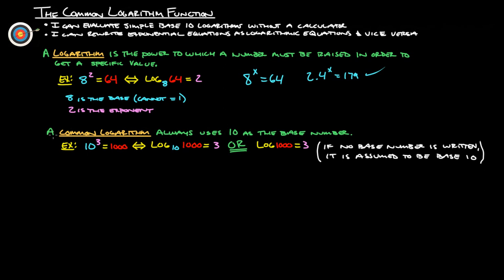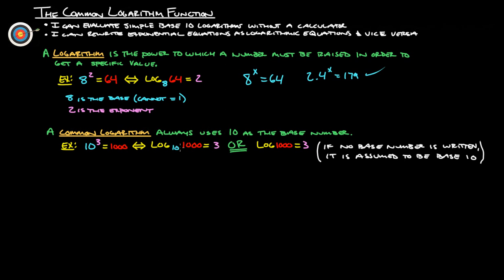A common logarithm always uses 10 as their base number. So, for example, 10 to what power gives us 1,000. 10 to the third gives us 1,000. We can write that as log base 10 of 1,000, and that equals 3.